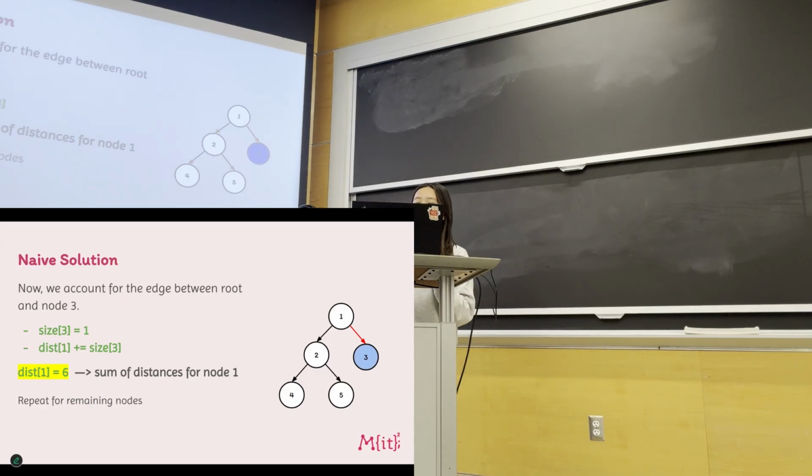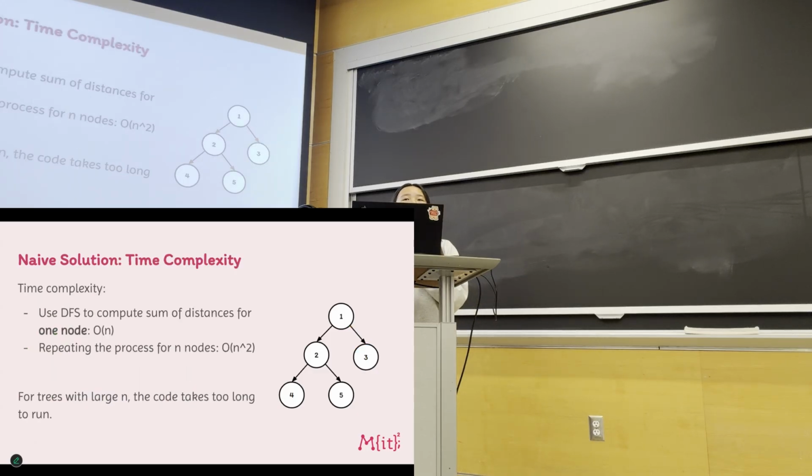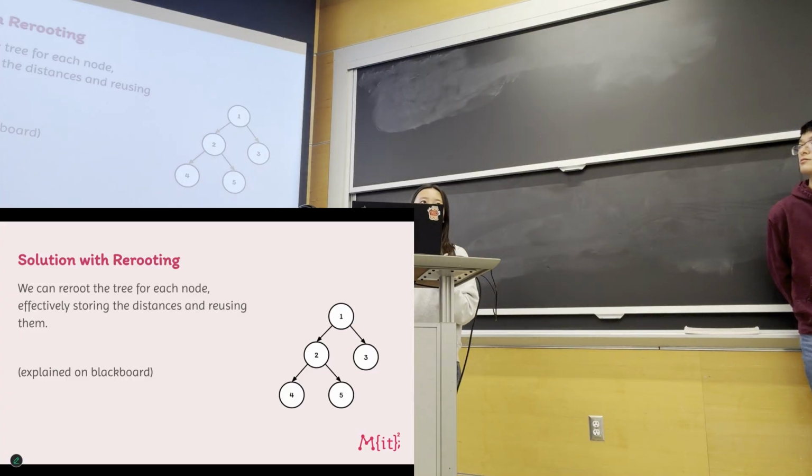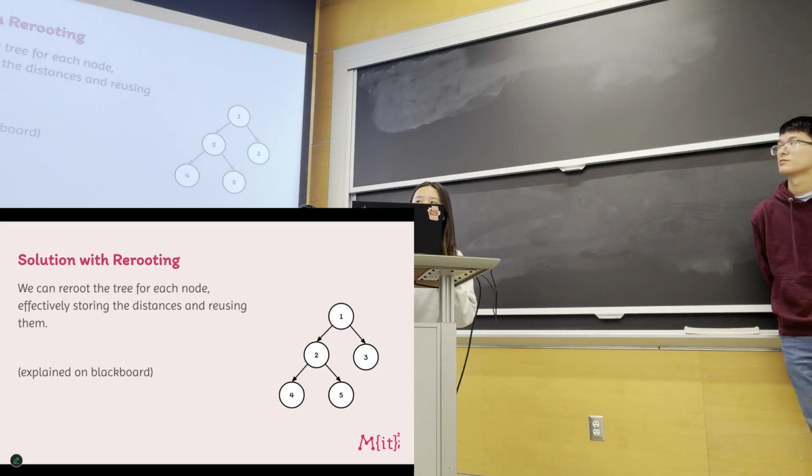And the problem with this, as you can probably tell, is that the time complexity means that this code is going to time out. So we first use DFS to compute the sum of distances for one node. And then we're repeating this process for all the remaining nodes. And this results in a time complexity of O(n squared). And for trees with large n, this code takes too long to run and will exceed the time limit. So we have a different solution, which includes rerouting, which will simplify this process and also allow us to do the code and not have it exceed the time limit.